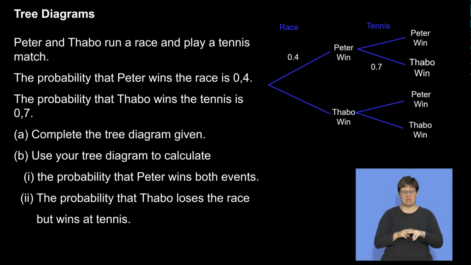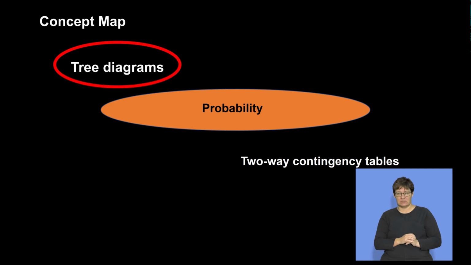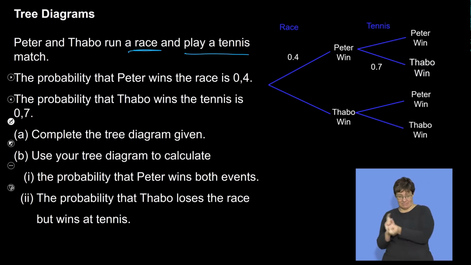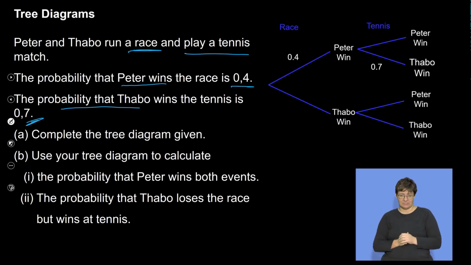So what do we know? Thabo and Peter run a race and play a tennis match. The probability that Peter wins a race is 0.4. So we give it the actual probability. 0.4 is 40%. And the probability that Thabo wins a tennis match is 0.7. So that is given on a tree diagram.